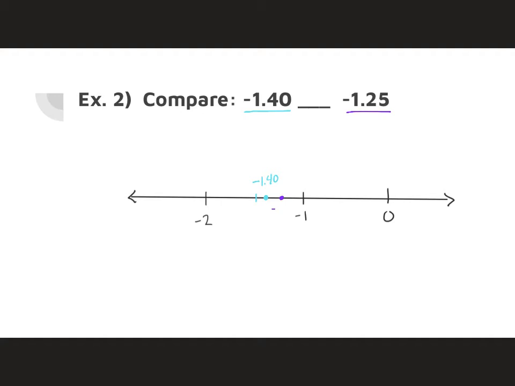So negative 1.25. And again, let's talk about which one's less. So this would be the less. This is greater, right? So we're going to look at the negative 1.40. So the negative 1.40 is going to be less than it. So we're going to put that less than sign. It is more negative, or you owe more money if you want to think about it that way. If you owe more, that means you don't have as much money.